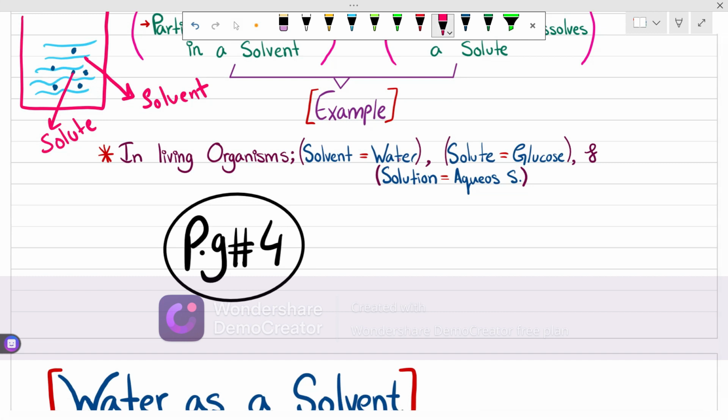For example, in living organisms, the solvent is water, the solute is glucose, and the solution is an aqueous solution. Aqueous solutions are solutions containing hydrogen and hydroxide ions that combine and form water.